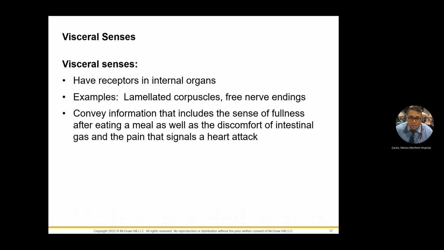Visceral. I want you to think of the digestive system. It's how we feel, when you've eaten too much, you feel the distension or you feel the gas pain.